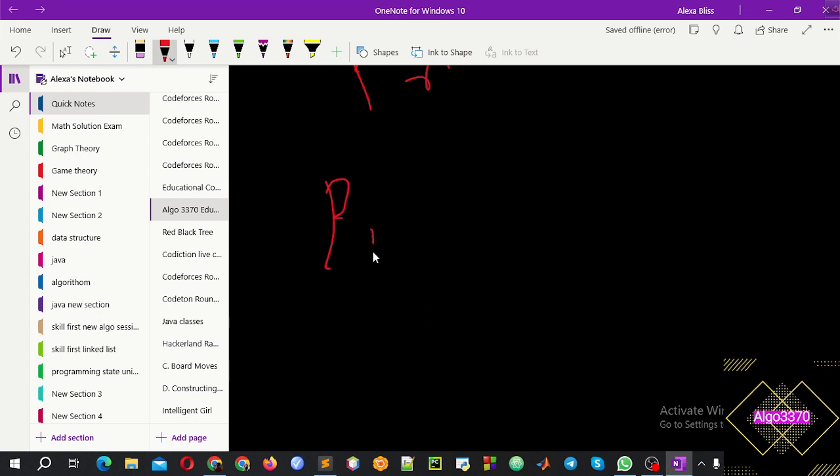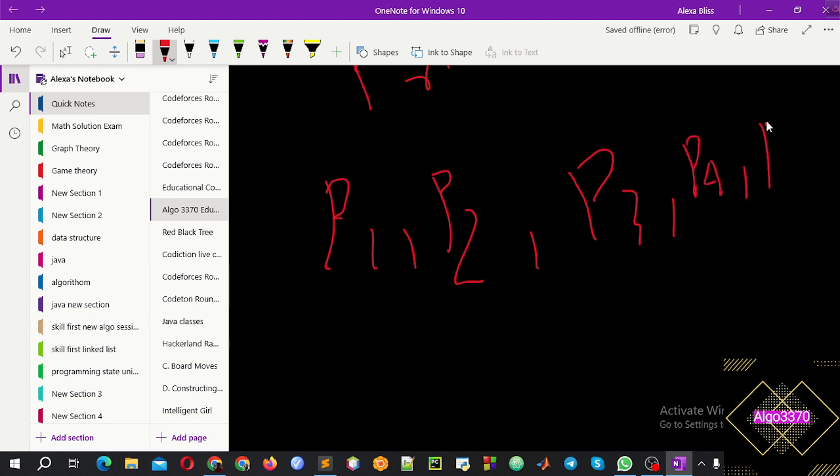Let's assume that this is a permutation P of length 5. At the first turn, Alice can place this chip at any position, or at any element of this permutation.